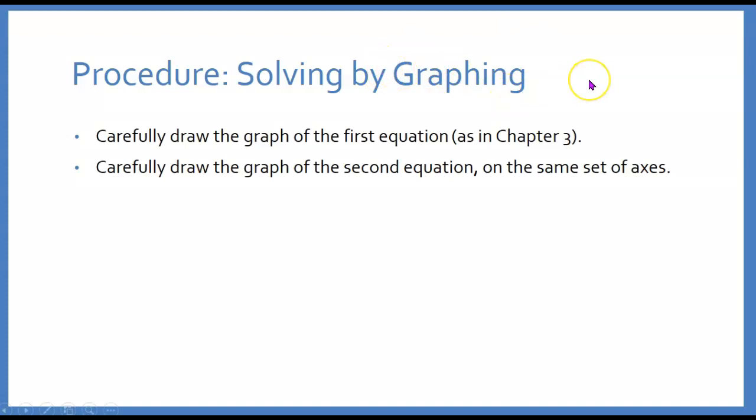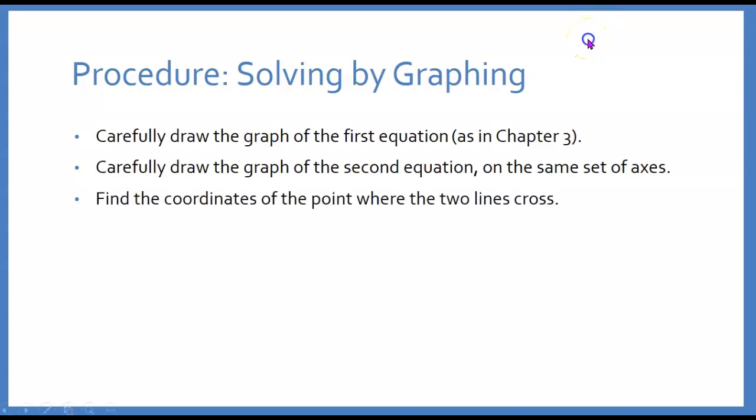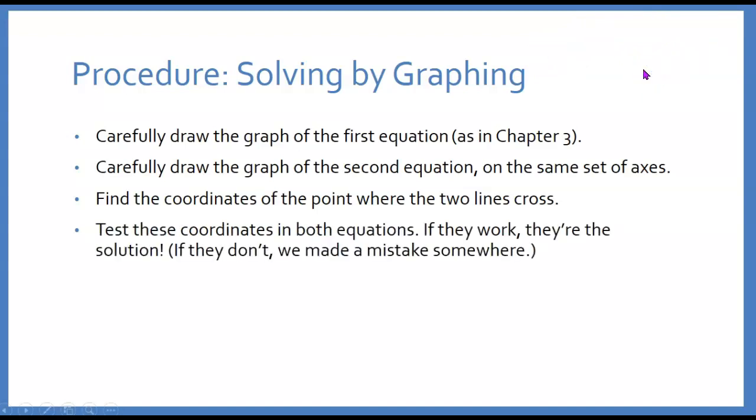So when you draw these graphs, you should be doing it on graph paper so you can get a nice accurate graph. And you need to be careful to make sure the points that you draw are in the right places. Then, once you've got both lines drawn, look for the point where those two lines cross and find the coordinates, the x and y coordinates of that point. That should be the solution to your system.